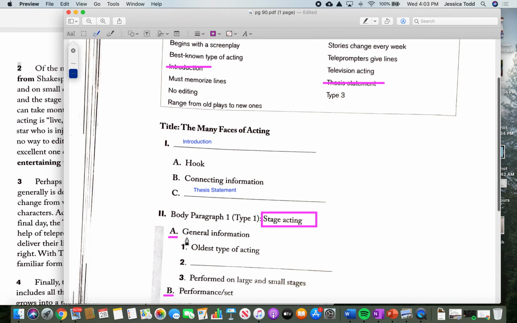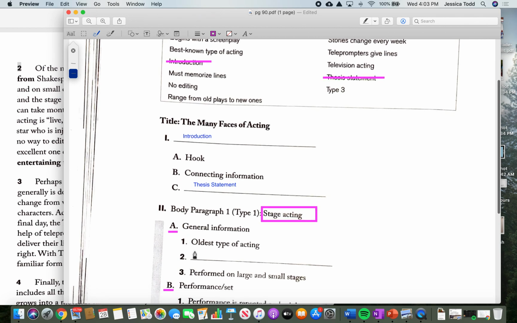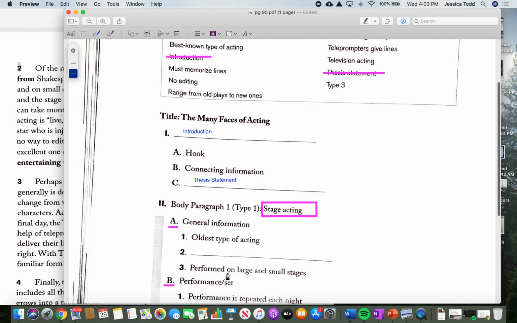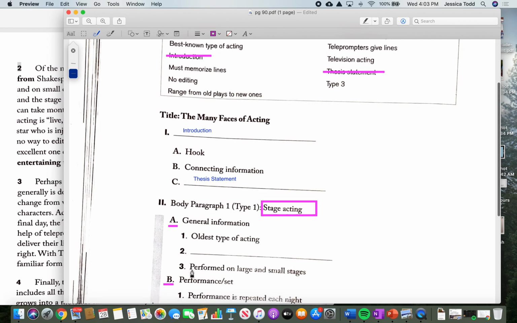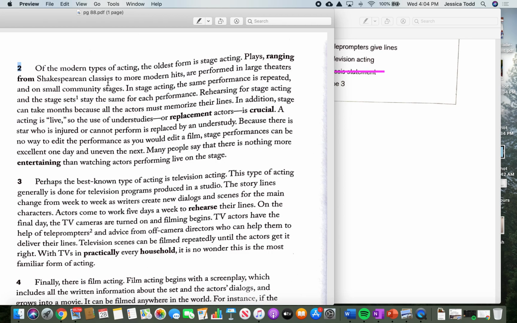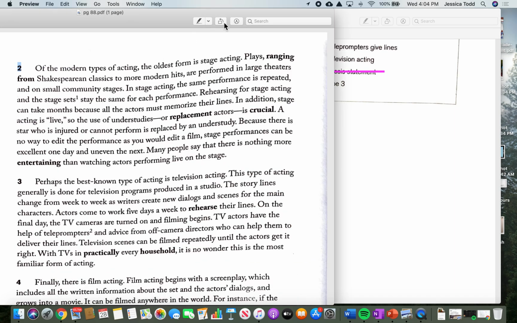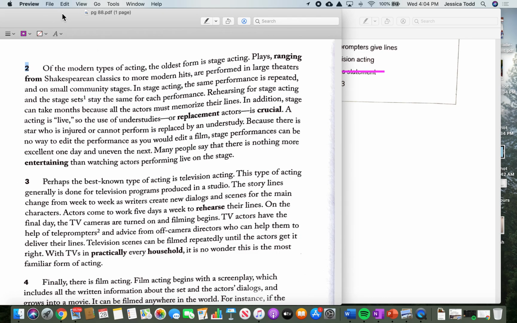So the first thing that we have in the stage acting paragraph is general information. They say it's the oldest type of acting, and then there's some missing information here. And then it also says performed on large and small stages. So I'm going to go back to the original paragraph, and I'm going to look for that information and underline it. Okay, one of the modern types of acting, the oldest form is stage acting. Ooh, oldest form, oldest type. Okay, so I'm going to underline that, the oldest form.